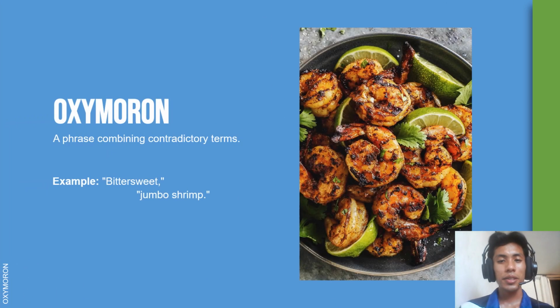So the next one is what we call oxymoron. Oxymoron is a phrase combining contradictory terms. Example: bittersweet, jumbo shrimp.